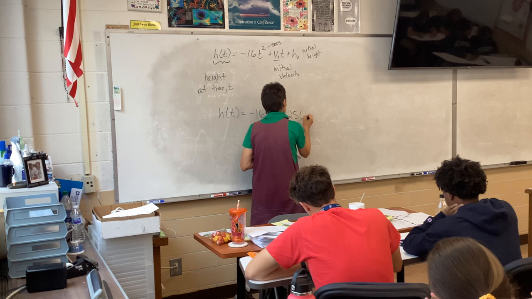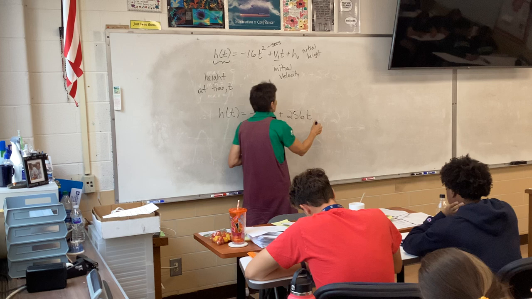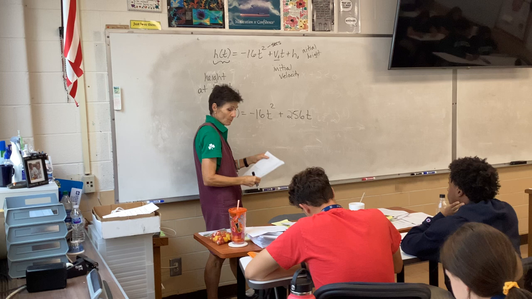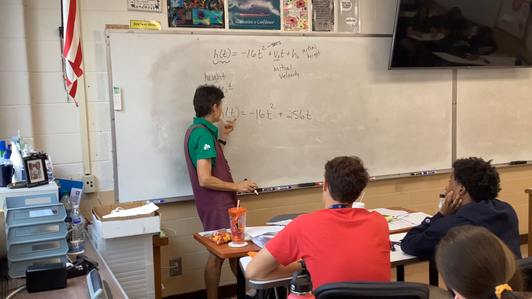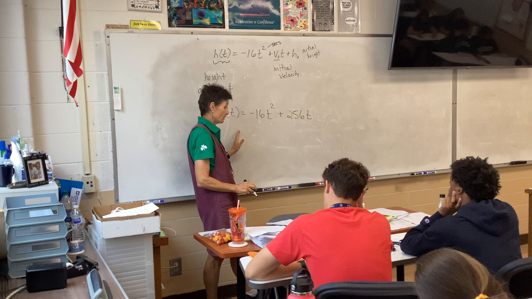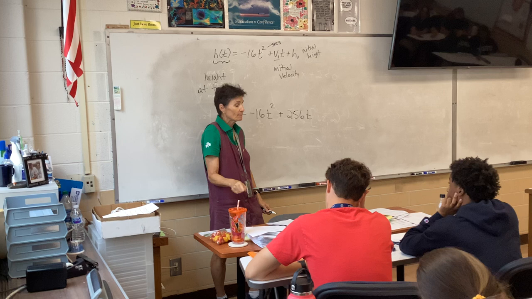This is a quadratic. Straight up from ground level, what's my initial height? Zero. So this is my equation right here. Do not be confused. It's function notation. This is like y. This is like x. So this is going to be a parabola, which makes perfectly good sense, because if you launch something up from the ground, doesn't it go like this? Mm-hmm. Yep, makes a parabola.